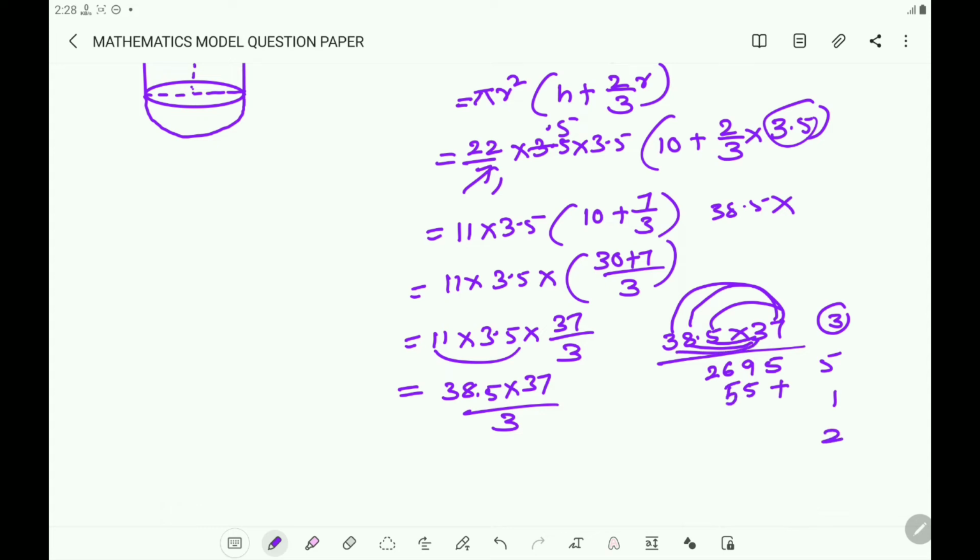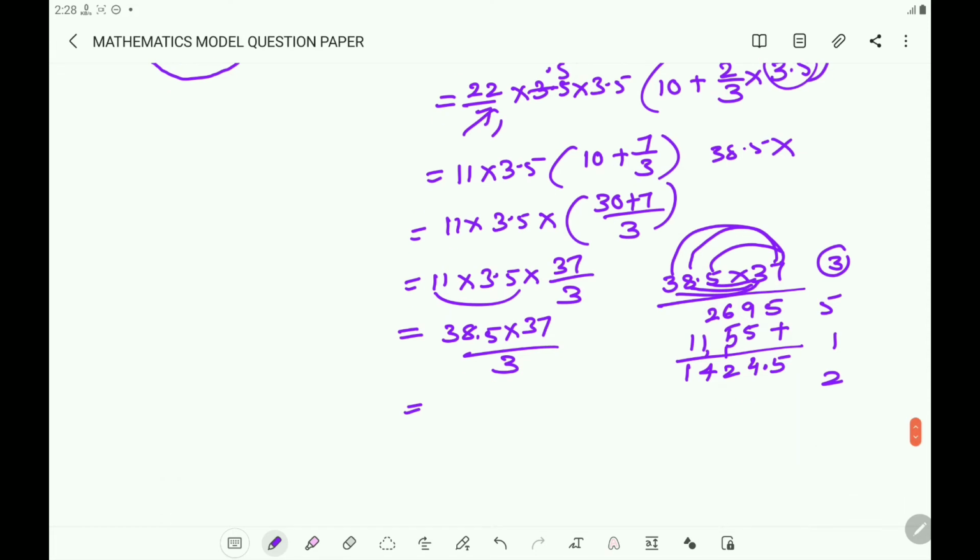3 3s are 9 plus 2, 11. Find the sum. 5, 9 plus 5, 14. 6 plus 5, 11 plus 1, 12. 2 plus 2, 4. That is 1424.5.